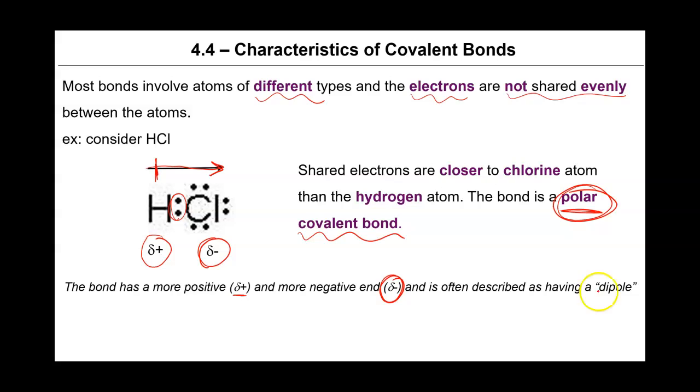A little bit of language that you'll see people using when they're talking about polar covalent bonds is that they will say that the bond has a dipole. Di just means two, pole just means whether it is a positive or a negative pole. So a bond that has a dipole has a positive end and a negative end.